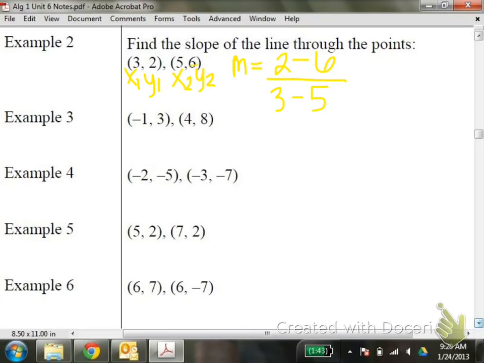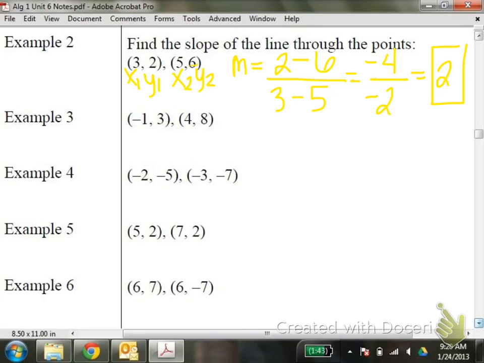Now, does this look like a completed slope? No, we actually have to do the math. What's 2 minus 6? Negative 4. What is 3 minus 5? Negative 2. And negative 4 over negative 2 gives me? Positive 2. So your slope is positive 2.